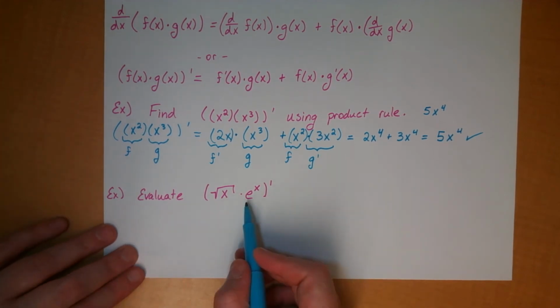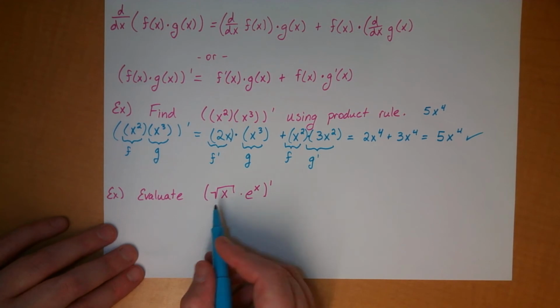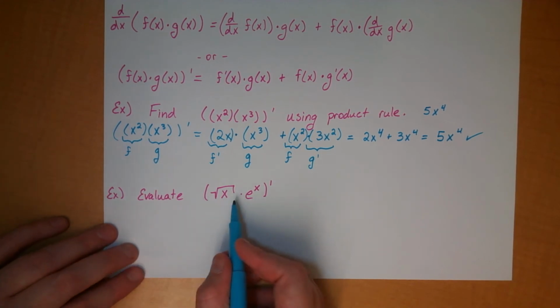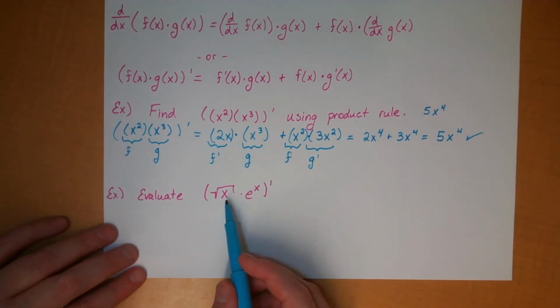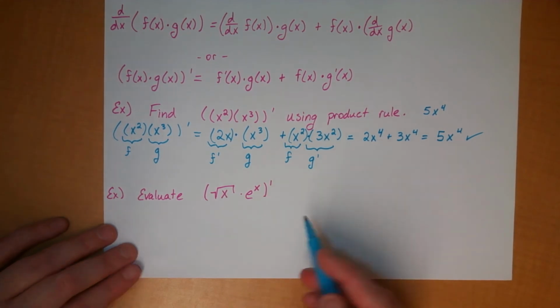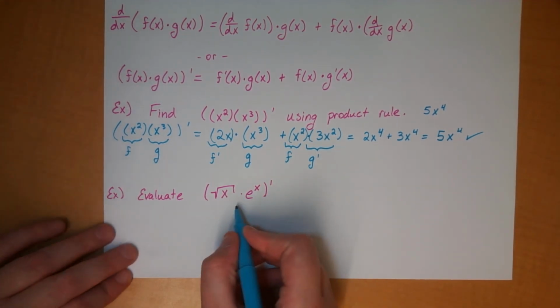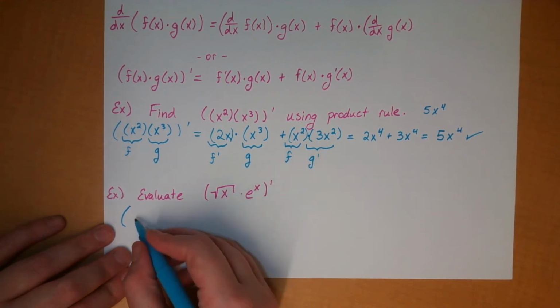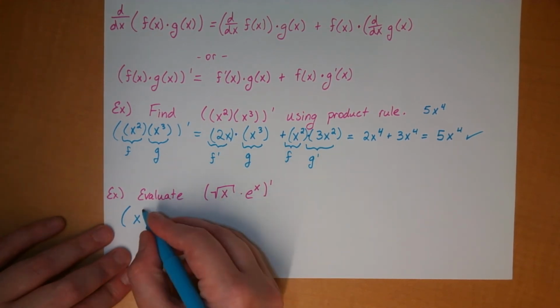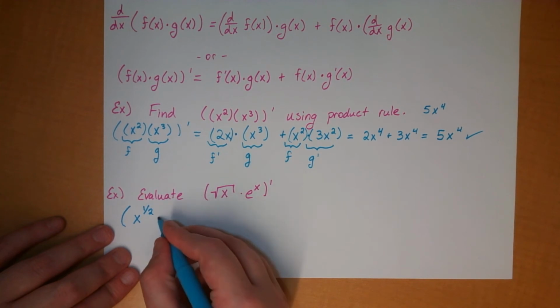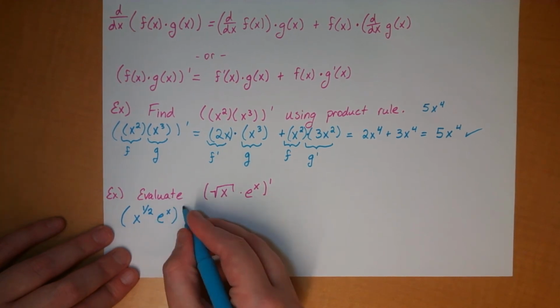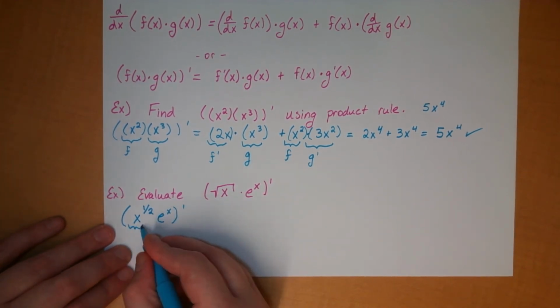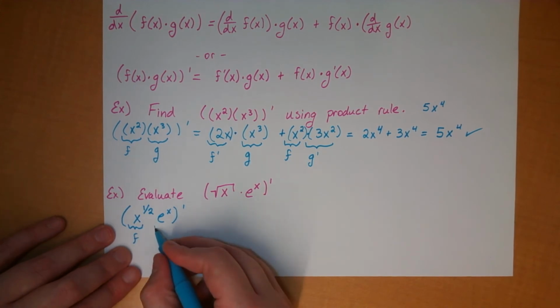All right, so let's try to evaluate the derivative of this one. I can't just put these together like I can these two. Since they don't have the same base, I can't just put them together and do something with their exponents. So if I want to take the derivative, the first thing I'm going to do is rewrite the square root of x as x to the 1/2 times e to the x. To find the derivative, I'm going to let this be my f, and I'm going to let this be my g.